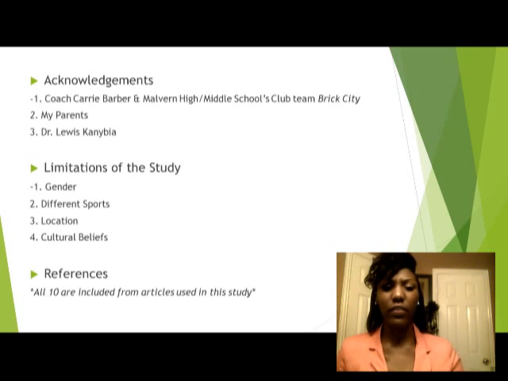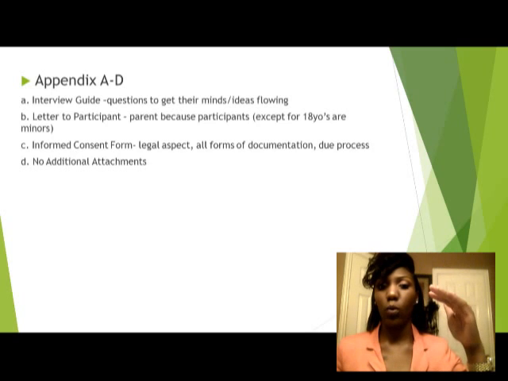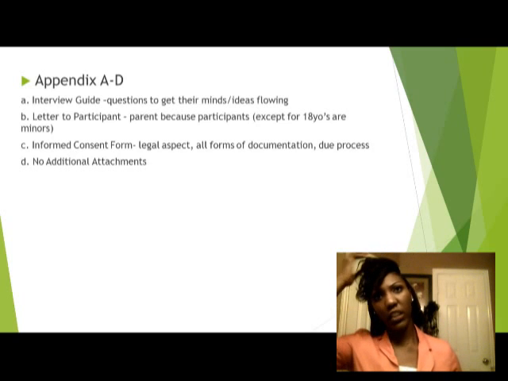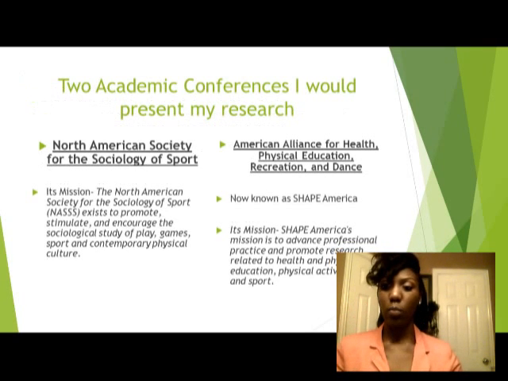And then just to go over the references, I had 10 references from the articles that I used in my literature review, plus the 2 textbooks that we used in class and the APA manual. Just in conclusion, my next appendix, A, was an actual printout of all of the guided interview questions that I will be asking through my interviews. Then a letter to the participant, and this will be more so a letter to the parent, because I have minors up until 18. They can go ahead and sign off for themselves. And I have an informed consent form, and this is just for the legal aspects and all forms of documentation. Due process needs to be kept and organized just in case something happens. I didn't have any additional attachments, so those are my appendix A through D.